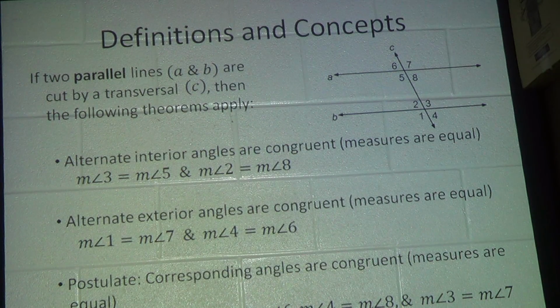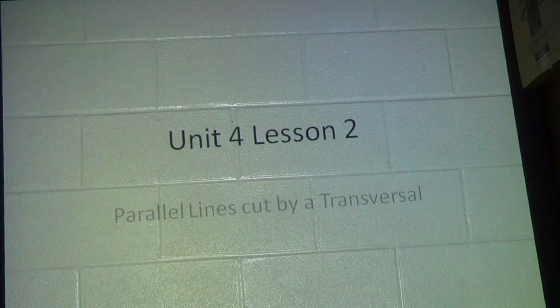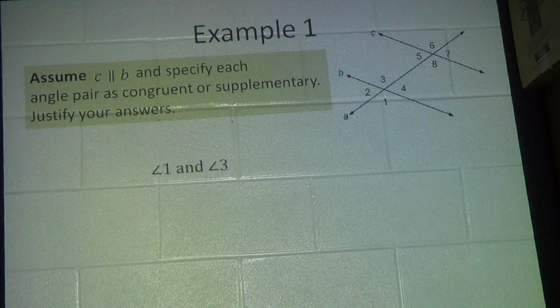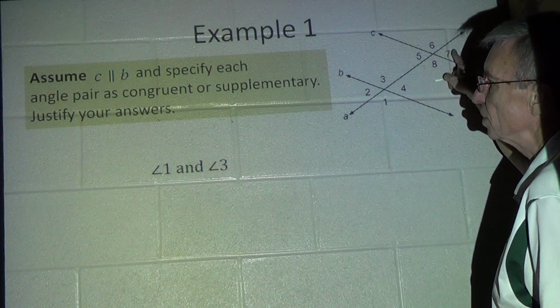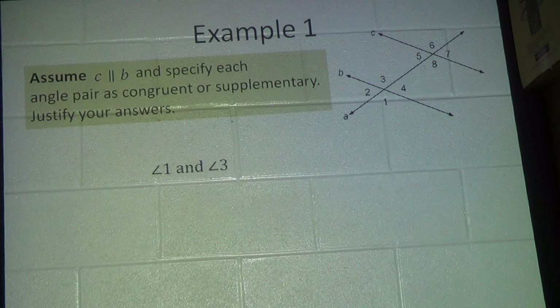All right? That leads us to, well, go back to this. That leads us to this in example 1. They're telling us that C and B are parallel lines, and they want you to specify each angle pair that they ask you about as to whether they are congruent or supplementary. You justify your answers by naming the theorem or the postulate that applies.